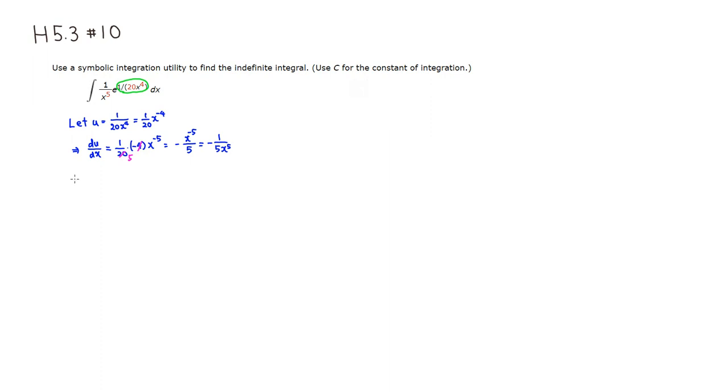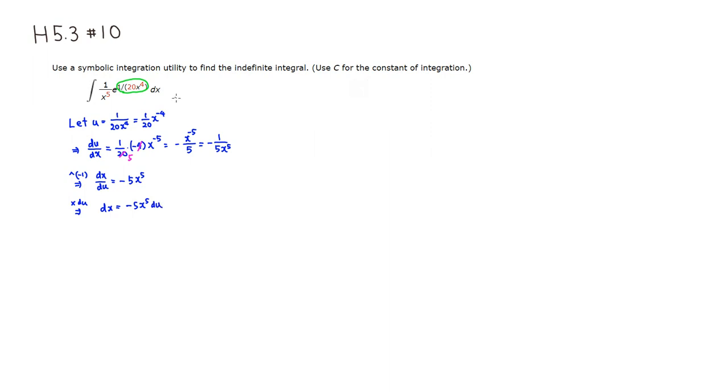Then I'm going to take the reciprocal of both sides, so put everything upside down. So dx over du is going to be negative 5x to the fifth. Then we can multiply through by du to get dx equal to negative 5x to the fifth du.